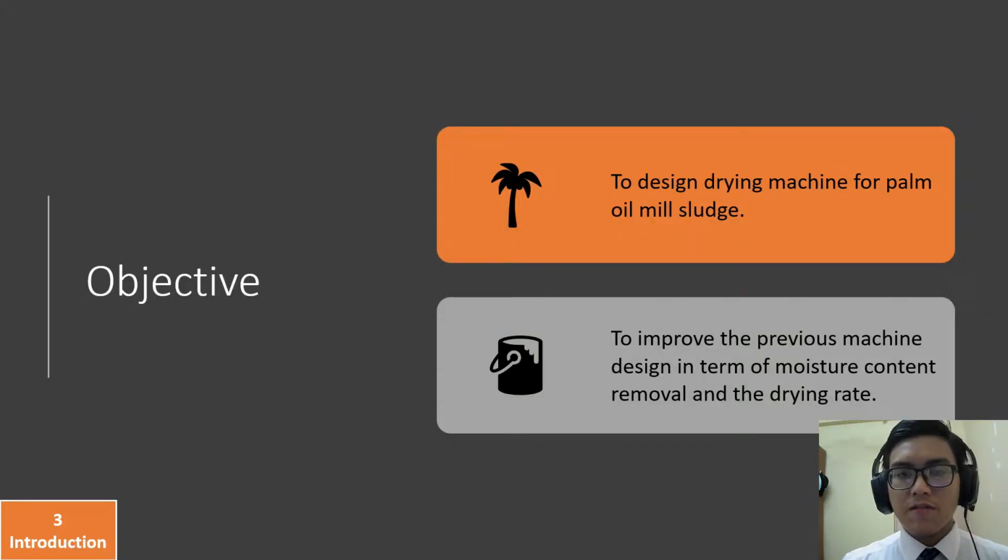The first objective is to design a drying machine for palm oil mill sludge, and the second objective is to improve the previous machine design in terms of moisture content removal and the drying rate.